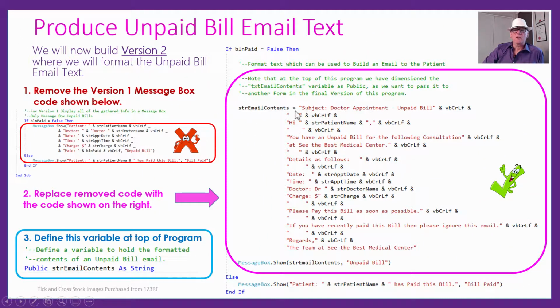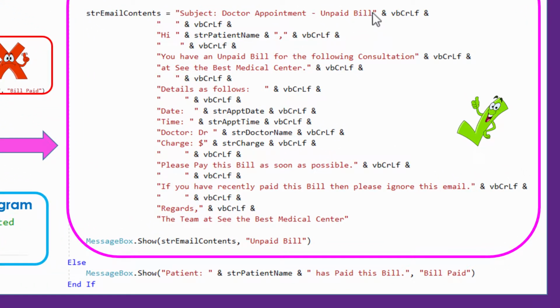So str email contents, what it's going to be is we're going to have this heading here, which is just going to give the subject for the email. Then this ampersand VBCRLF, VB carriage return line feed, just means jump down to the next line. So it's going to print out that line, jump down to the next line, and here we've just got some spaces for the next line, so we're going to have some gaps.